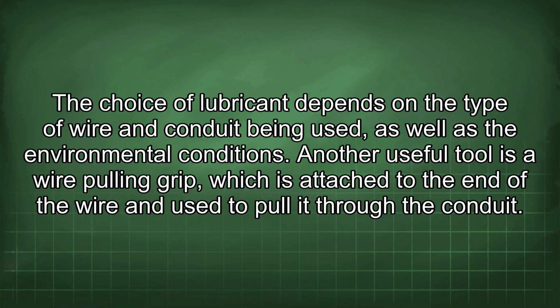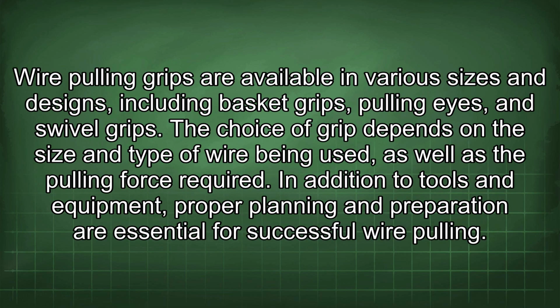Another useful tool is a wire pulling grip, which is attached to the end of the wire and used to pull it through the conduit. Wire pulling grips are available in various sizes and designs, including basket grips, pulling eyes, and swivel grips. The choice of grip depends on the size and type of wire being used, as well as the pulling force required. In addition to tools and equipment, proper planning and preparation are essential for successful wire pulling.